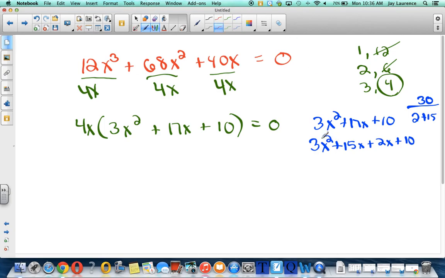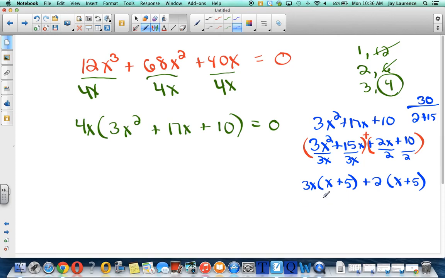Now it's time to group. Only time you stick that plus in between is when you're grouping. All right. So I'm going to factor out a 3x here and here. I'm going to get 3x times the quantity of x plus 5. And here I'm going to factor out a 2. Right? And get 2 times the quantity of x plus 5. And then I'm going to have the quantity of x plus 5 and the quantity of 3x plus 2.